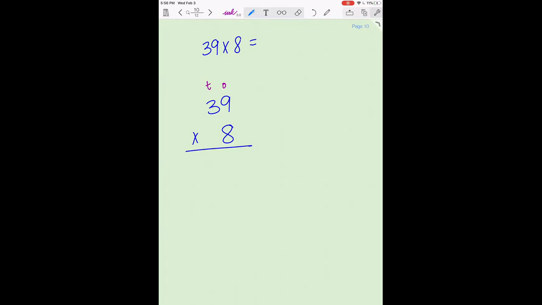So now I'm going to multiply my ones. So my 8 times the number in my ones. So 8 times 9, which is 72. And off to the side, I'm going to write 8 times 9 ones.